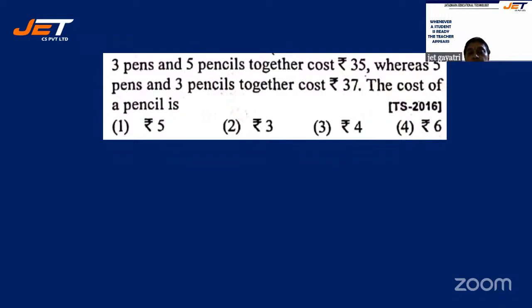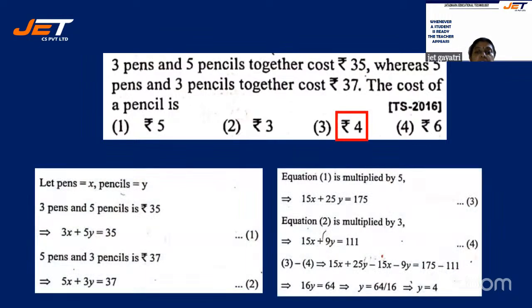All right, see the next question. 3 pens and 5 pencils together cost rupees 35, whereas 5 pens and 3 pencils together cost rupees 37. So 3x + 5y = 35, 5x + 3y = 37. So you have two simultaneous equations, right? Whereby you get the values of x and y, right? So the value of y is 4. Now they're asking the value of the pencil, so y alone is enough.